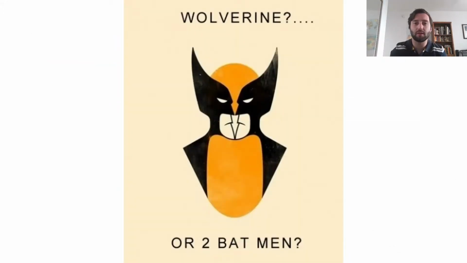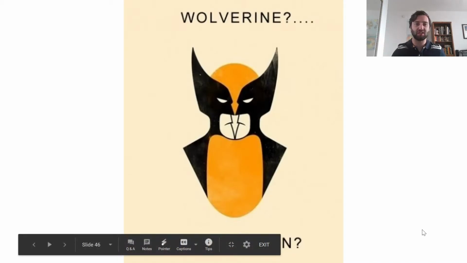Here's another example of the exact same thing. So do you see Wolverine, or do you see 2 Batmen kissing? Or they don't have to be kissing, but they're chin to chin. They look like they're going to kiss. In front of a sunset, maybe.